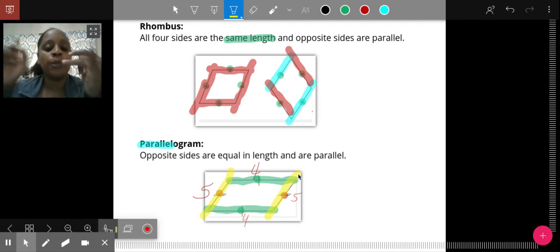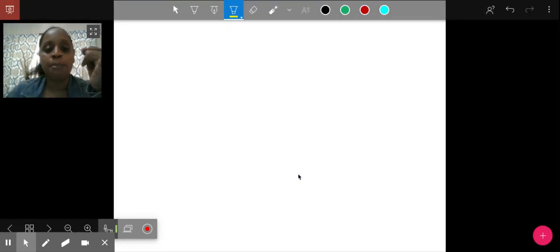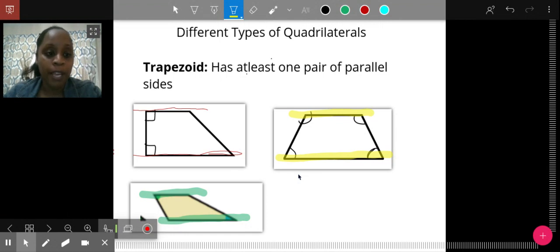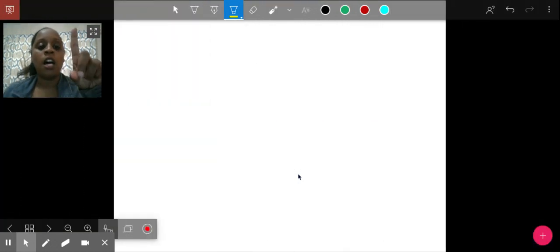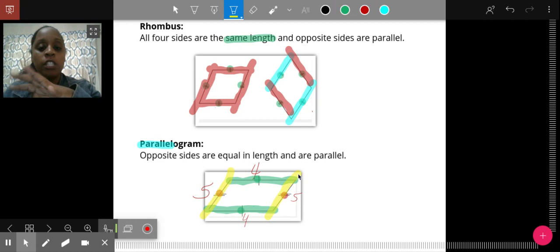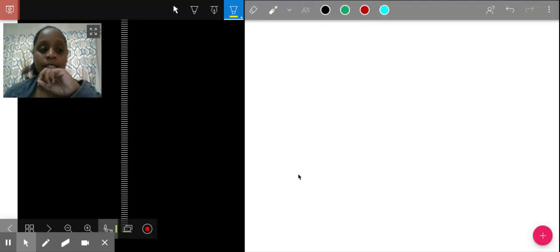All right, so we learned about trapezoid. Remember, a trapezoid has at least 1 pair. Rhombus, all sides are equal, and it has 2 pairs of parallel lines. Parallelogram, opposite sides are equal, and it has 2 pairs of parallel lines.